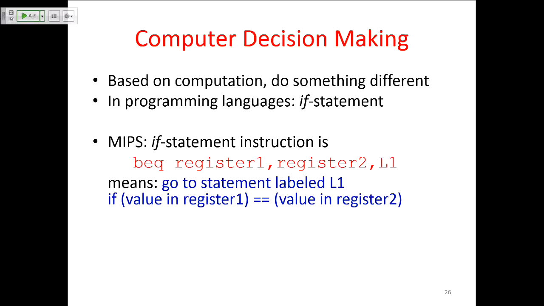So this means go to a statement or instruction labeled L1 if the value of register 1 is equal to the value of register 2. Anybody programmed in BASIC? There were these go to instructions. Okay, except for me and Krista, maybe. There's some more takers. So yeah, BASIC would have this.